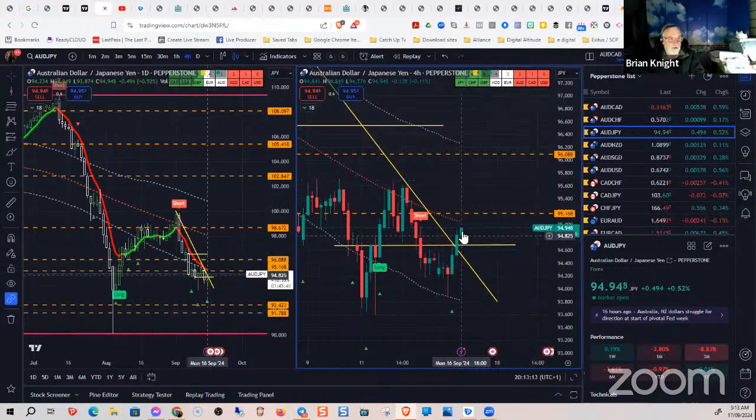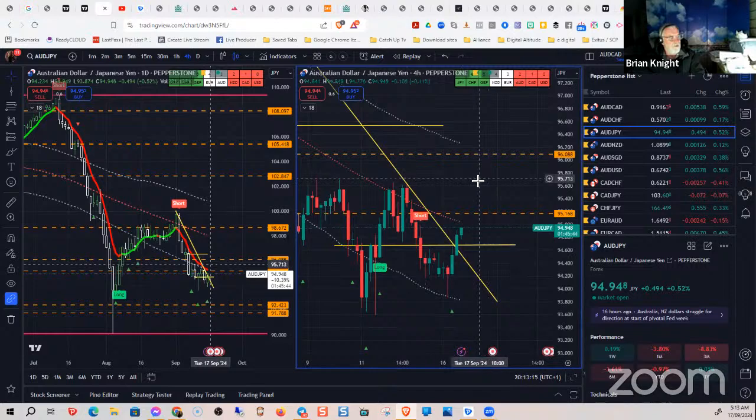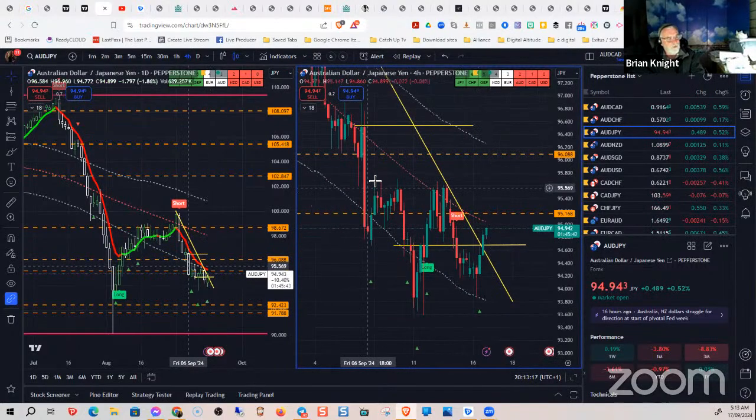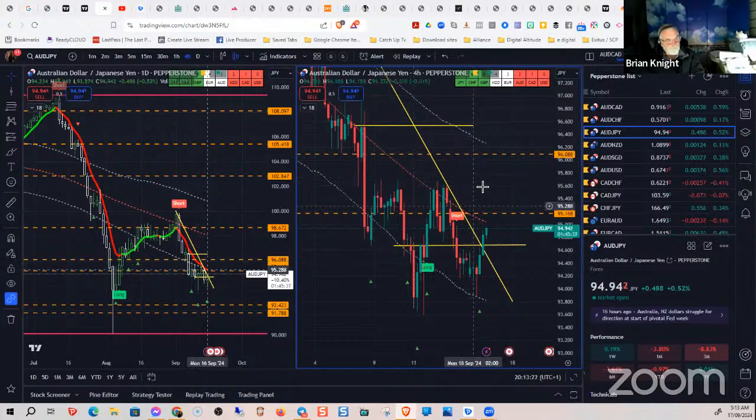So again, here we go. Look at all these points here: 1, 2, 3. It couldn't push up past it and dropped off. It didn't break the bottom.